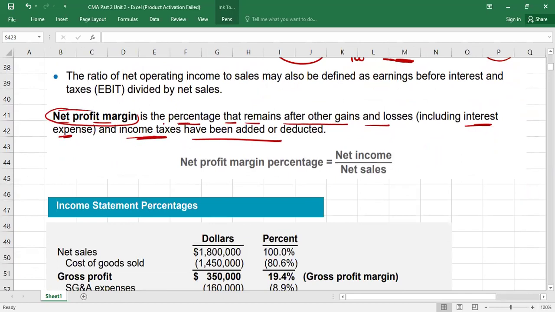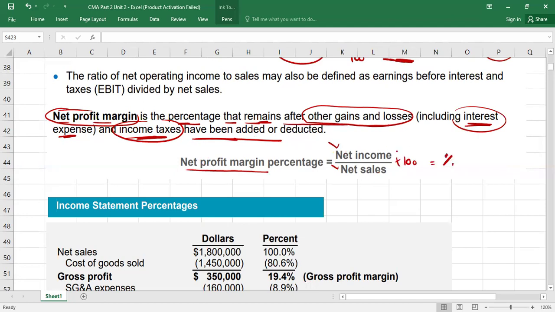Net profit margin is the percentage that remains after other gains and losses, interest expense, and income tax have been added or deducted, right? And how is this ratio calculated? Net profit margin percentage is net income divided by net sales, multiplied by 100. So this will give you the answer as a percentage. For example, let's assume my net income is $5 and my net sale is $100, multiplied by 100. So the answer would be 5%.